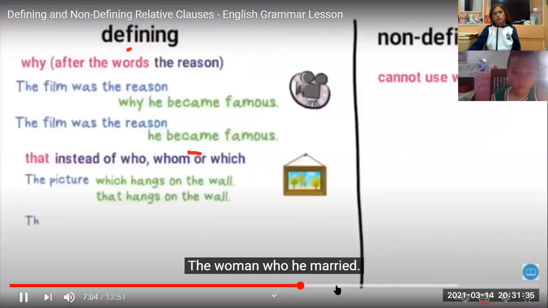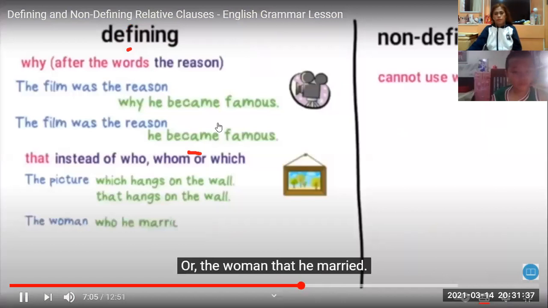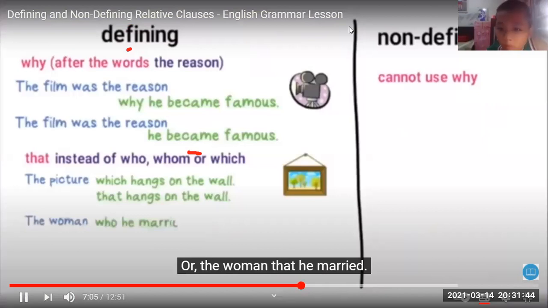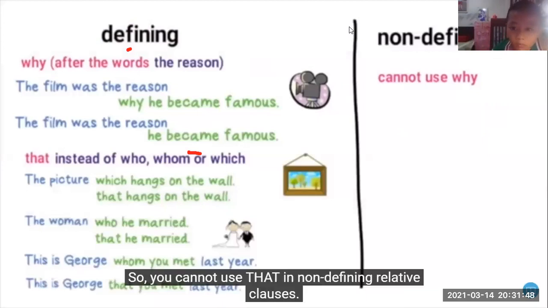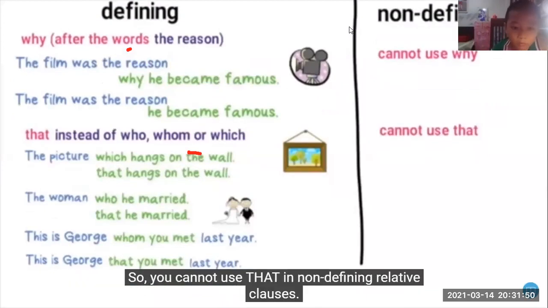The woman who he married, or the woman that he married, or the woman whom he married. This is George, whom you met last year, or this is George that you met last year. Equally correct. So you cannot use that in non-defining relative clauses.